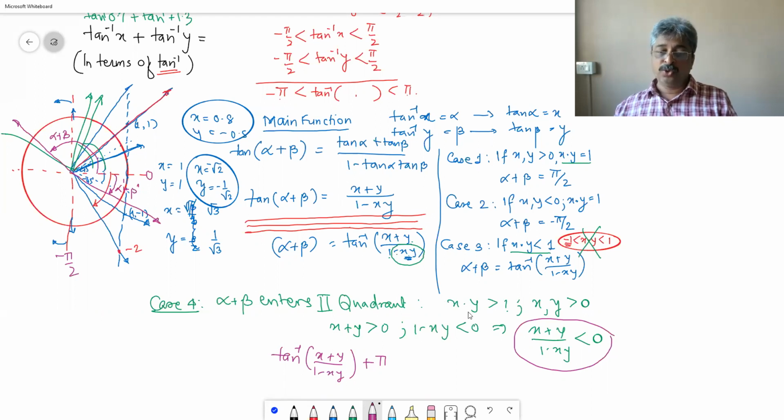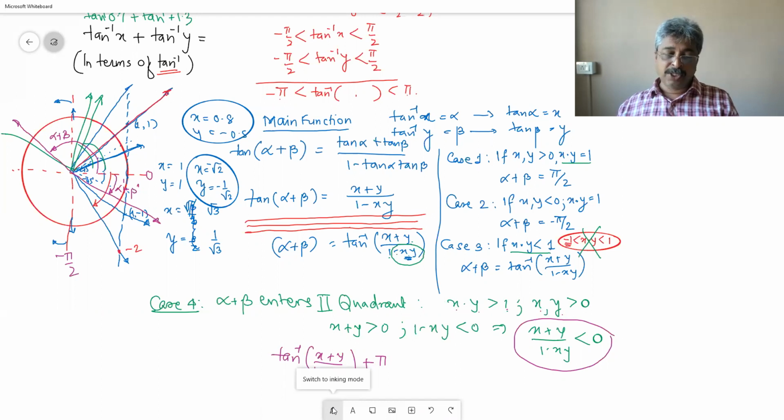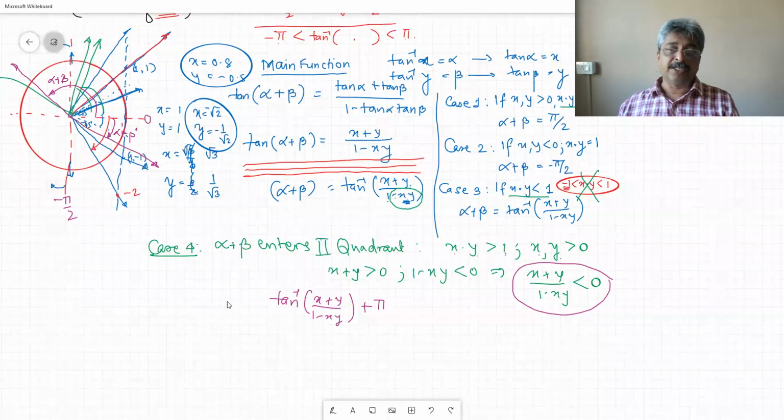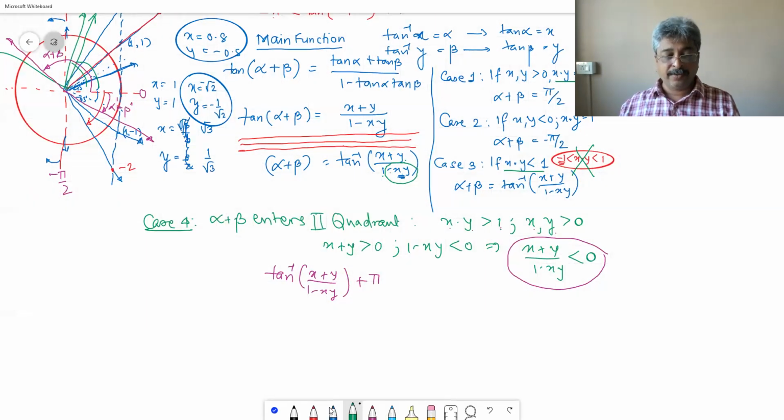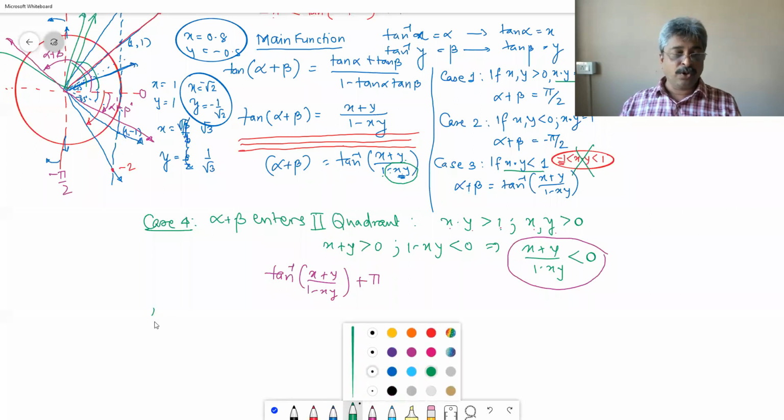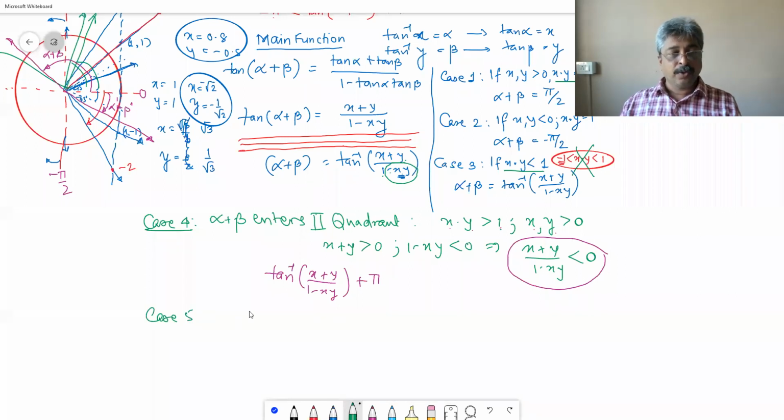So what you need to remember is x into y greater than 1. x and y individually, both of them are positive. This is the answer. I hope it is clear. And the fifth condition now is going to be easy because it is a similar condition. So similarly, we can write case 5. Now alpha plus beta enters third quadrant.